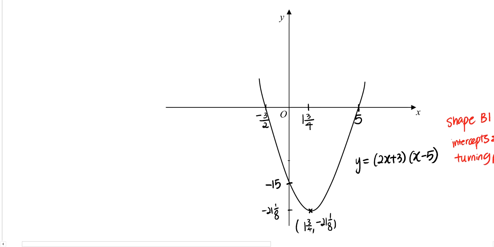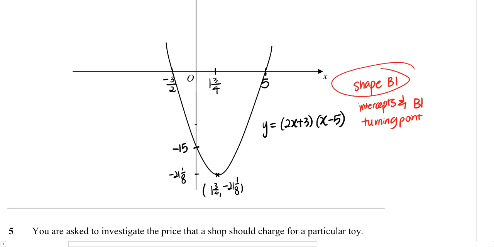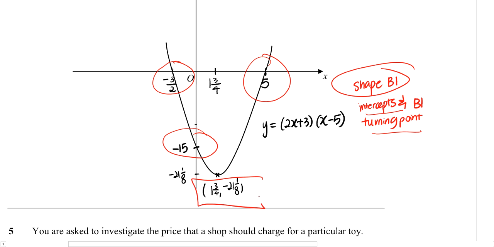Okay, sketching of graph. This one, 2 marks. Shape, as long as you show me a parabola opening upwards that is symmetrical, you get 1 mark. The second mark comes from the correct intercepts and the turning point. So the intercepts will be x intercepts -3/2 and 5, y intercept -15. Turning point, you must show me the coordinates. It's not good enough to just do the dots and then leave it. I want to see the coordinates.